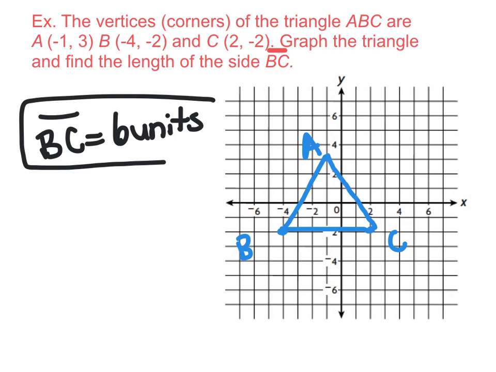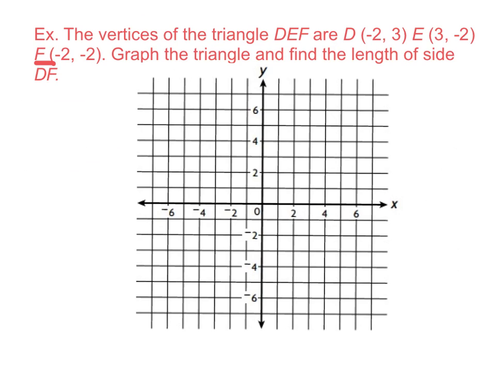Easy as pie. There's our 2 answers. We have our graph and we have our units. It looks like this will say 6 units. BC equals 6 units. So, you ready for the next one?